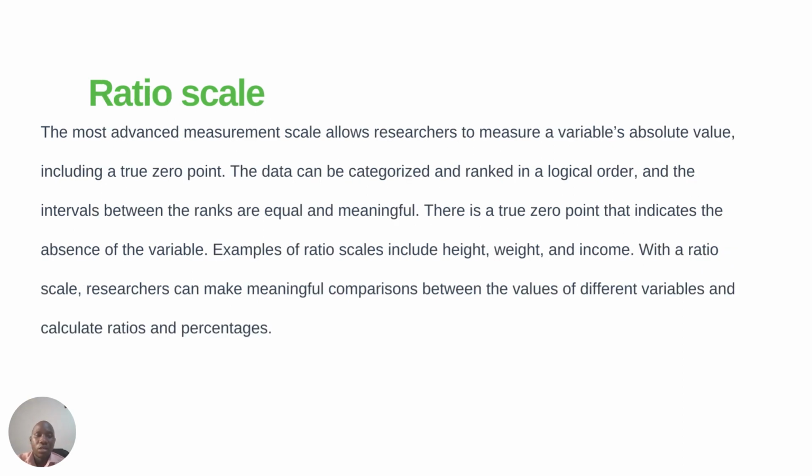Then we move to the ratio scale, which is the most advanced measurement scale. This one actually has what we call the absolute value. Therefore, height is an example of a ratio scale, as are weight and income. If you say that someone's height is 0 meters or 0 centimeters, it actually means that there is no value attached to that. That means the variable is absent. Okay, that is what we mean by the true 0 point of the ratio scale.